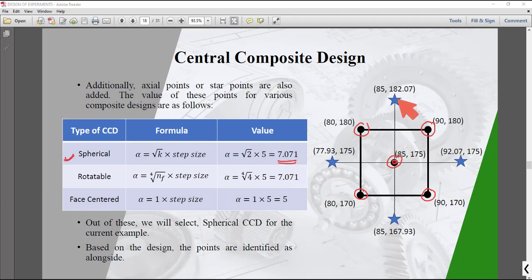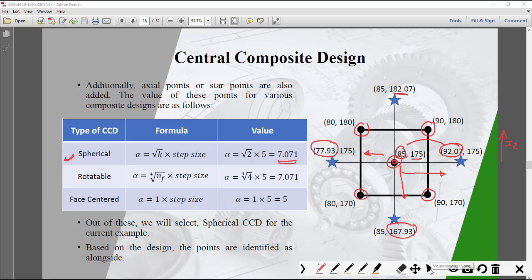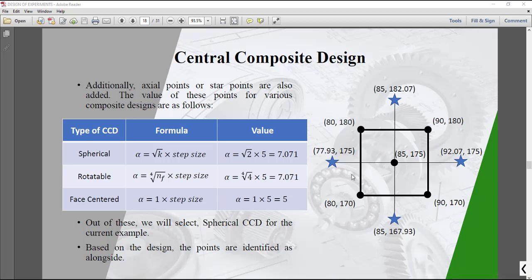So from here plus 7.071 in which axis? Y axis, no? This is the x2 factor, no? So I have increased the value of the x2 factor. When I am moving in the positive x-axis, I am increasing the value of x1, right? Similarly here I am decreasing the value of x2 and here I am decreasing the value of x1. Okay, so this is how this is done. Here I have designed a spherical central composite design.